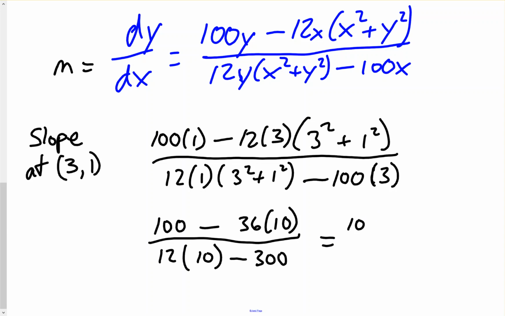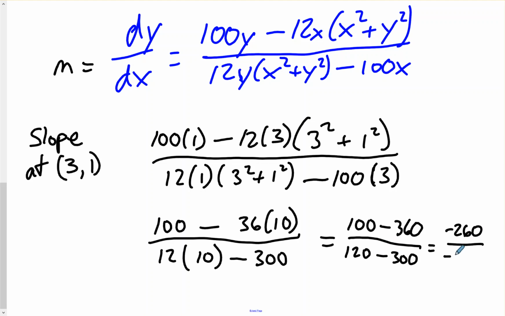Okay, so that gives us 100 minus 36 times 10, which is 360. 12 times 10 is 120, minus 300. 100 minus 360 would be negative 260. 120 minus 300, that would be a negative 180.